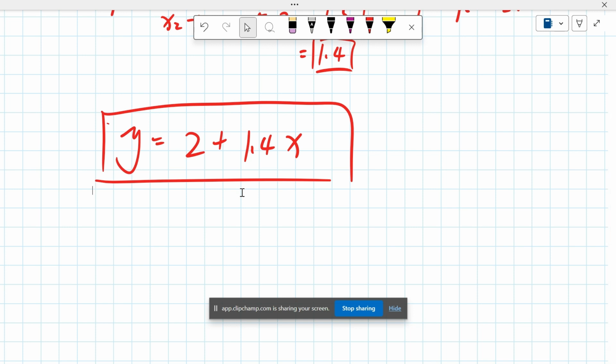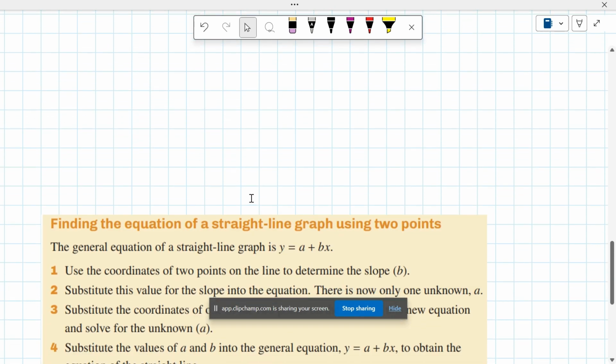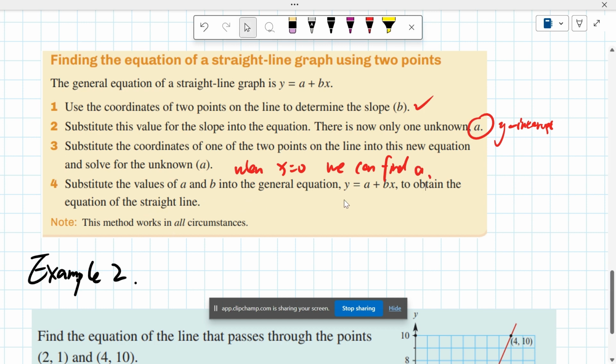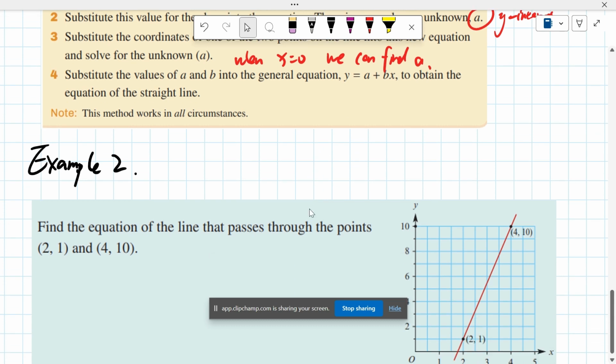Perfect. Now I'm going to show you how to find the equation of a straight line using 2 points. First, we use the coordinates of 2 points on a line and determine the slope. Substitute the values into the equation, so now we only have one unknown, a, which is your y-intercept. We can substitute values into the general equation, and then we obtain the equation for the straight line.